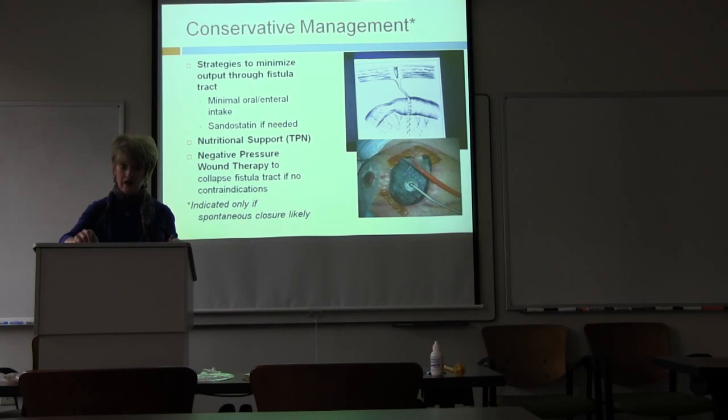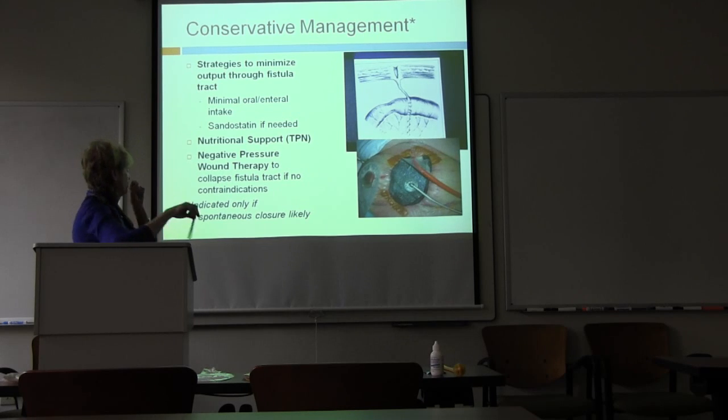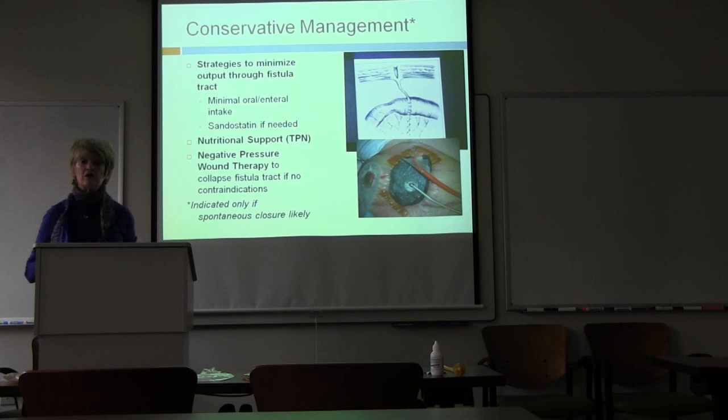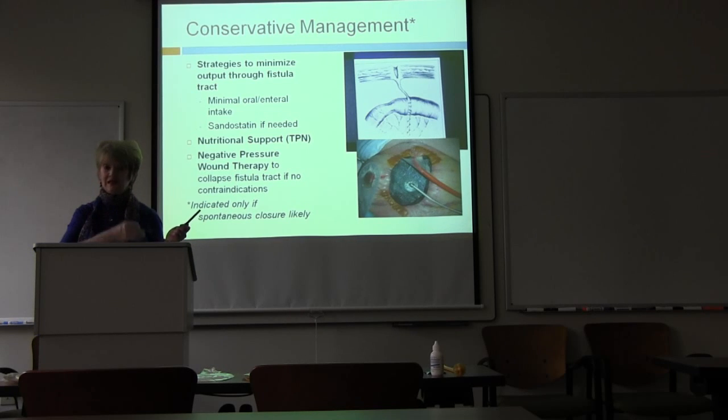At this point in time, if we can collapse that fistula tract, if we can hold it in a collapsed position until granulation tissue fills the defect, we can get that fistula to close. You will see in a few minutes that once the bowel becomes adherent to the abdominal wall, we lose that option. So let's talk about what's involved in trying to get this fistula to close spontaneously.